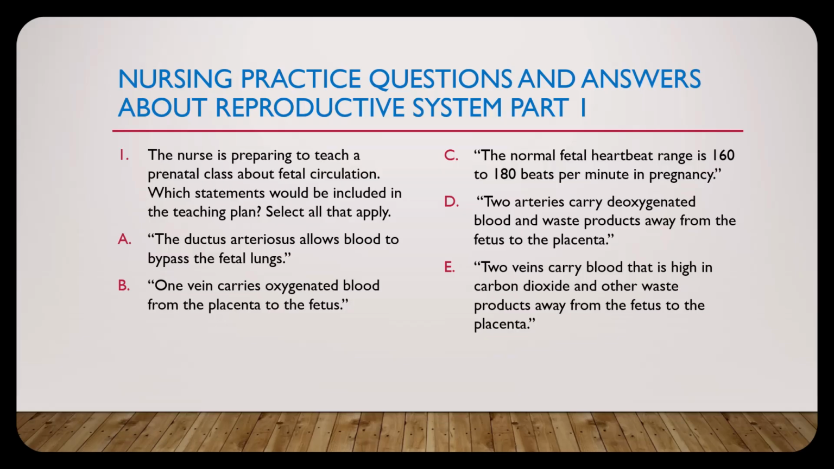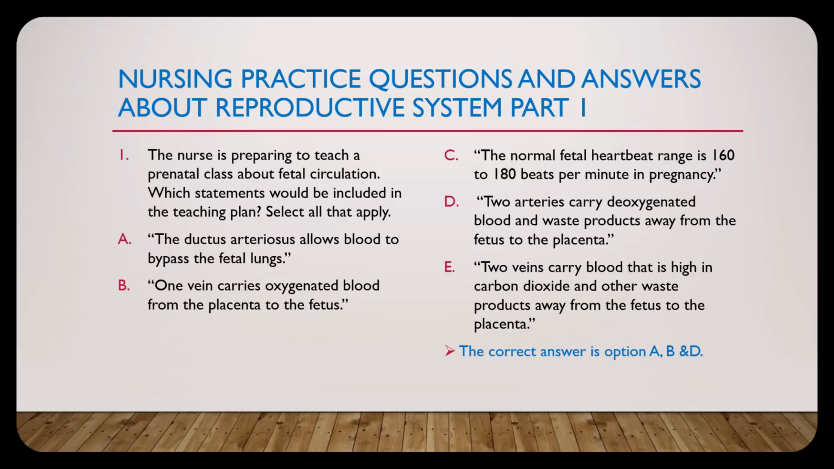Option E, two veins carry blood that is high in carbon dioxide and other waste products away from the fetus to the placenta. Now for this question, the correct answers are option A, the ductus arteriosus allows blood to bypass the fetal lungs; option B, one vein carries oxygenated blood from the placenta to the fetus; and option D, two arteries carry the oxygenated blood and waste products away from the fetus to the placenta.